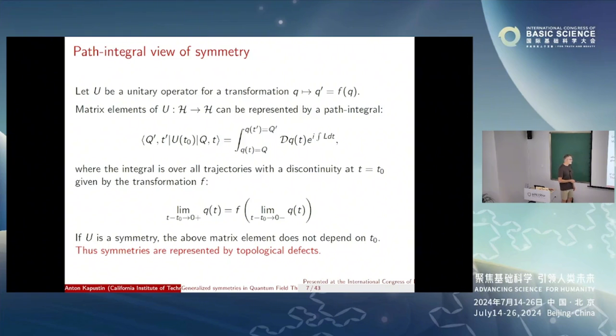Now, if U is really a symmetry, then this matrix element actually does not depend on t naught. You can change the location of the discontinuity in time, and the matrix element does not change. So in that sense, very simply, you can interpret it as saying that symmetries are represented by topological defects, so discontinuities in the field variables.